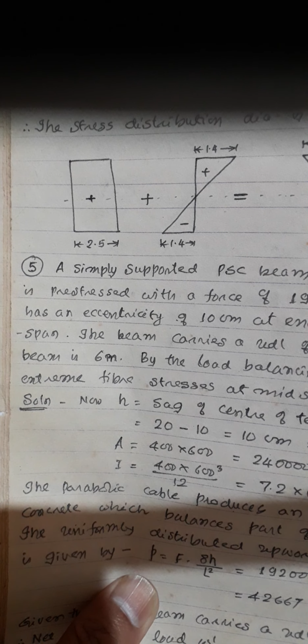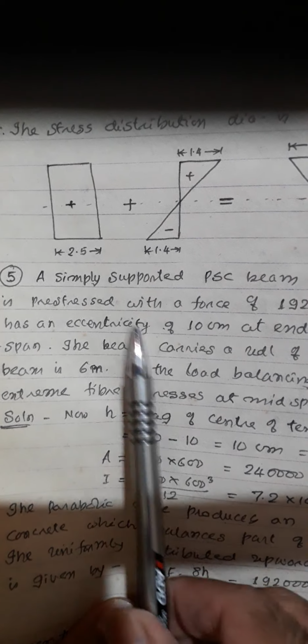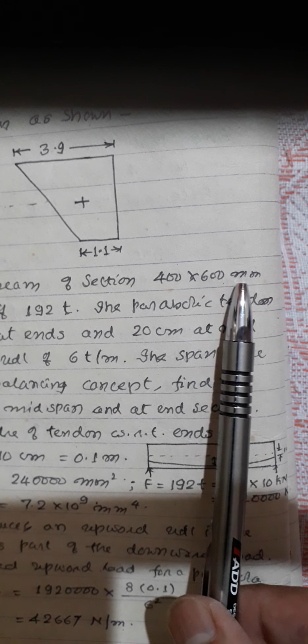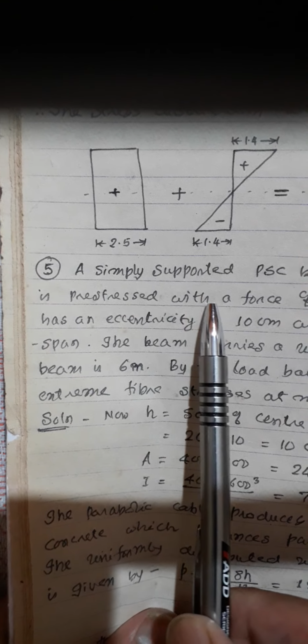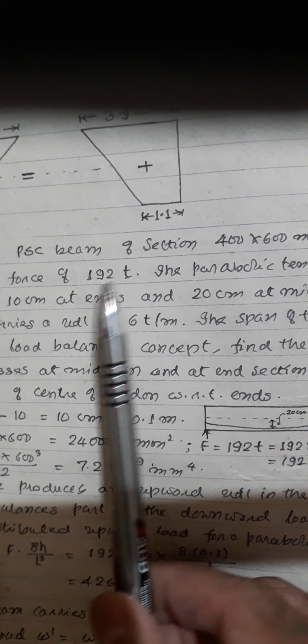Now we shall go to another problem. I will read the problem now. A simply supported PSC beam of section 400 mm by 600 mm, in the sense the cross section he has given, is pre-stressed with a force of 192 tons. In the sense, pre-stressing force he has given.